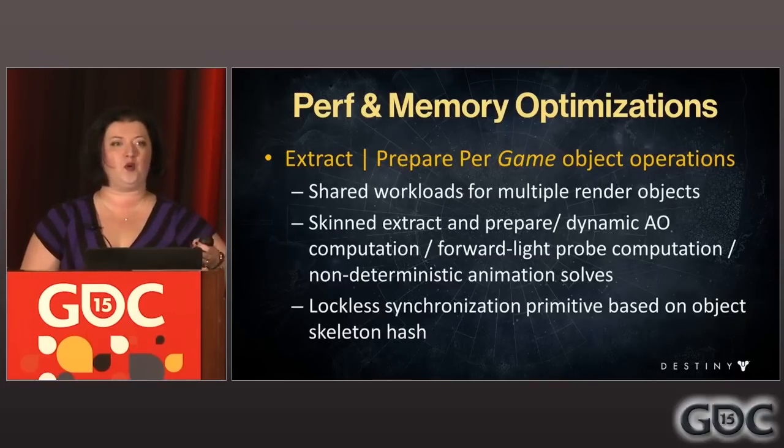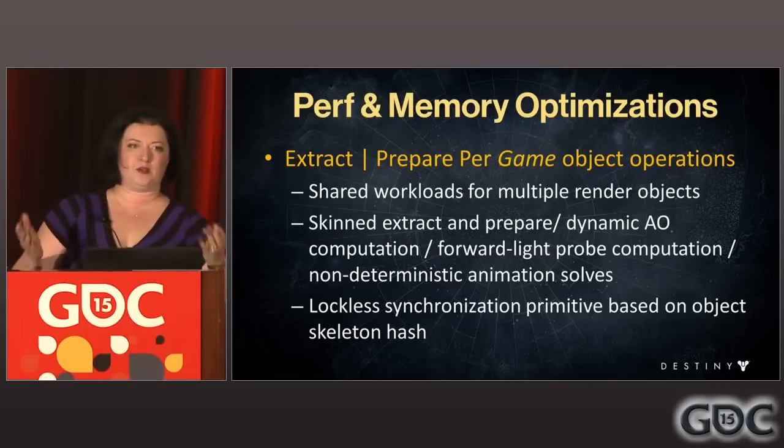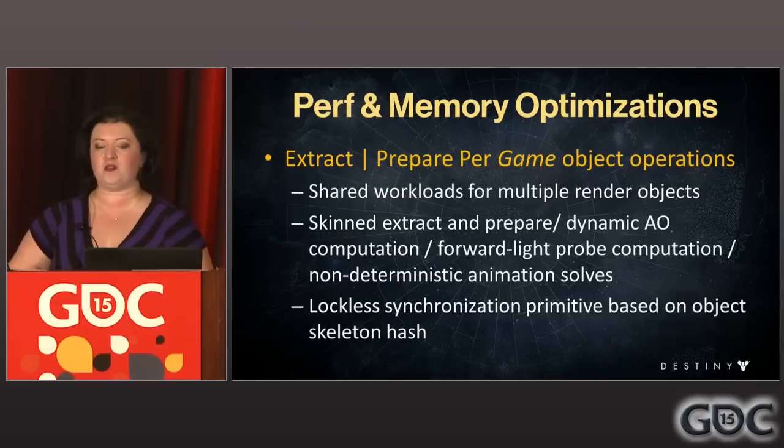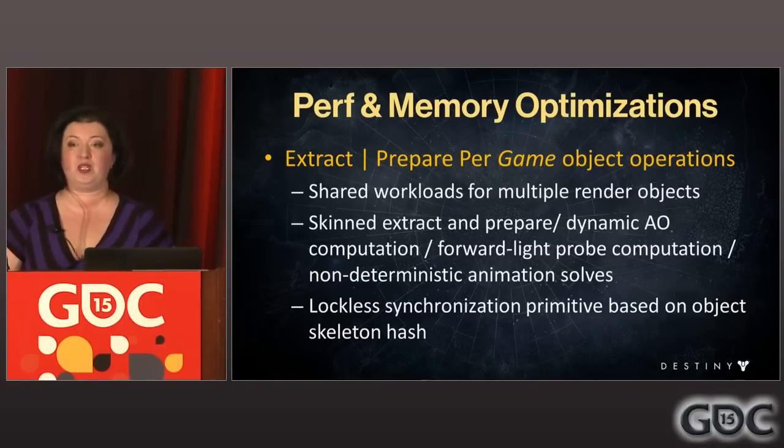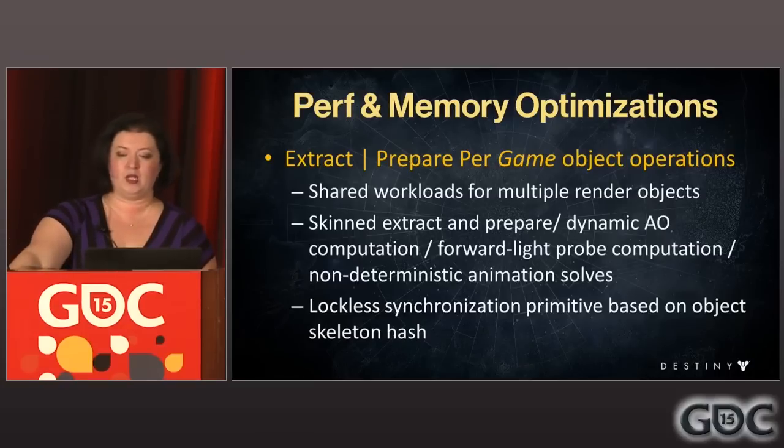We also were computing forward light probes. And like I was saying, we were running a bunch of animation jobs for visible elements. And so in that case, we computed that using the lockless sync primitives that were based on the skeleton hash, since that skeleton was unique for that specific game object. So let's look at a couple of feature examples.